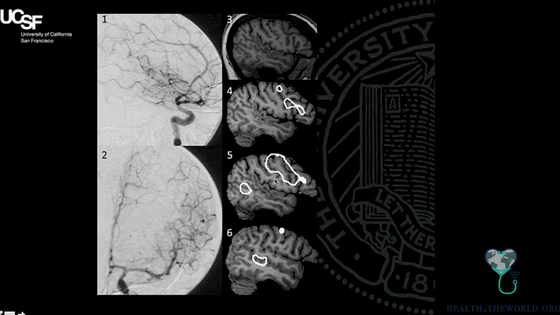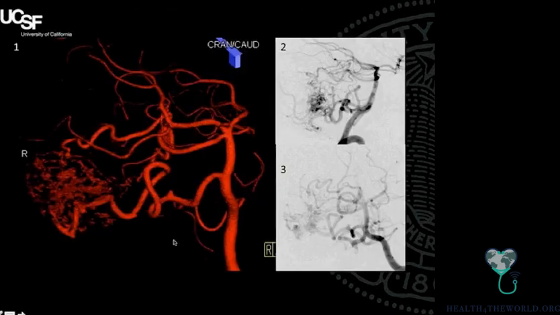BOLD imaging. These are images taken from an fMRI, and what they're trying to show is mapping certain portions of the brain during certain types of activities, whether it's finger tapping, moving your foot, or things like that, to try to locate both language and motor activity relative to this patient.